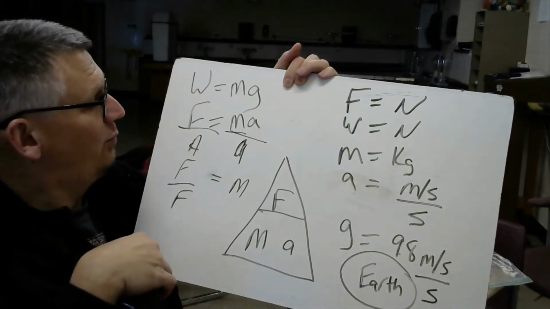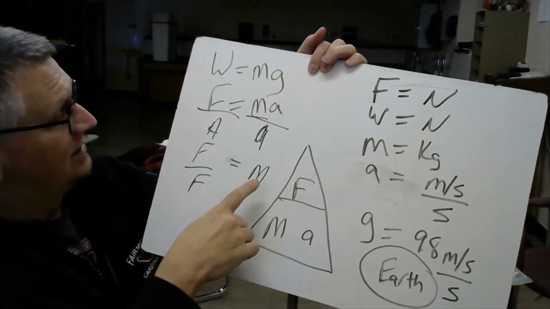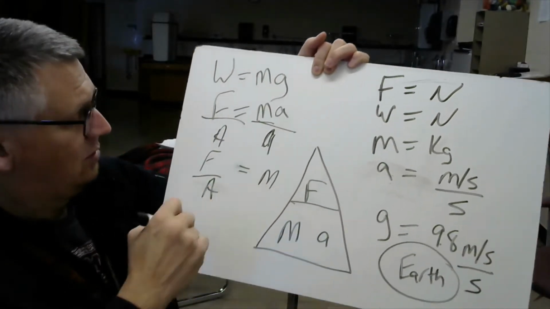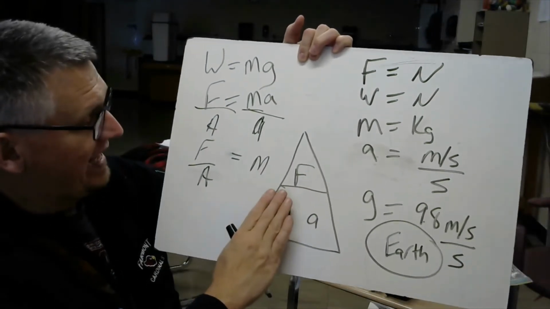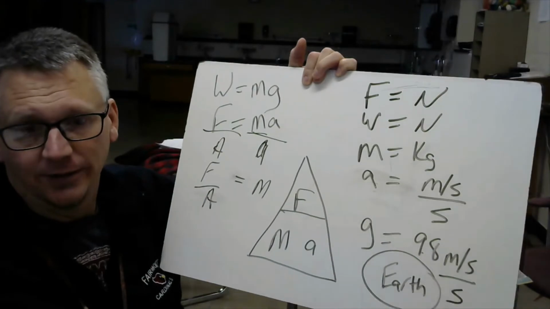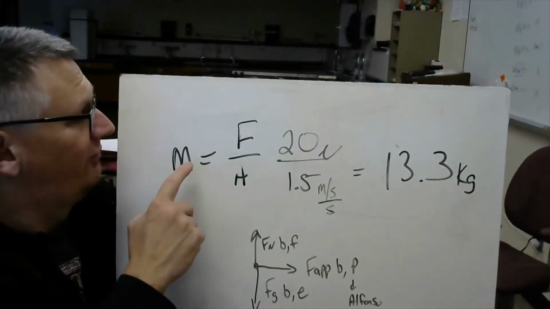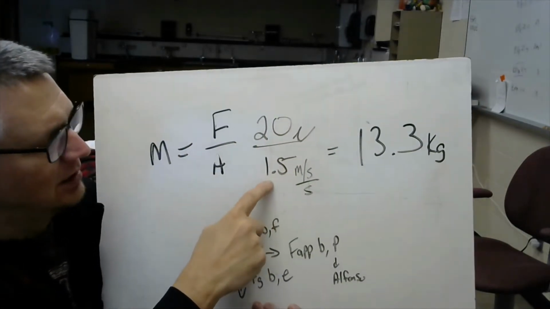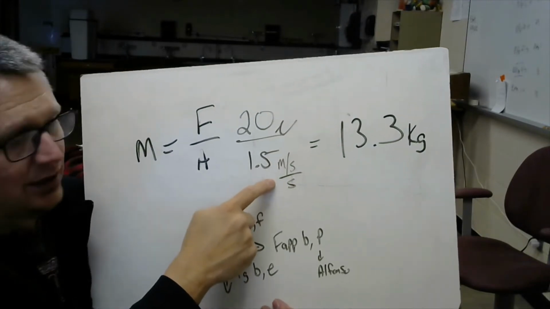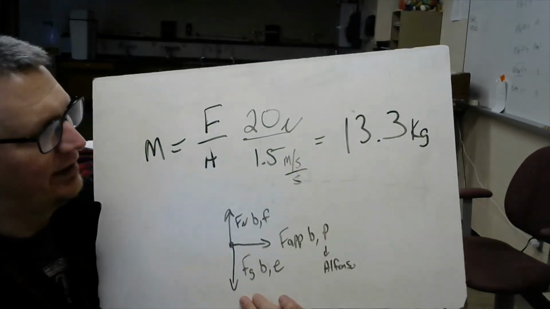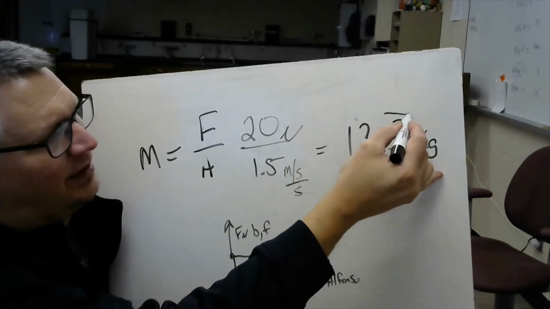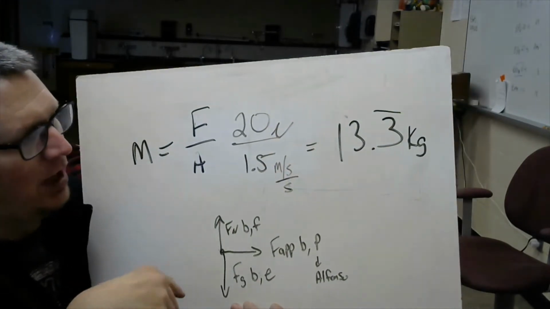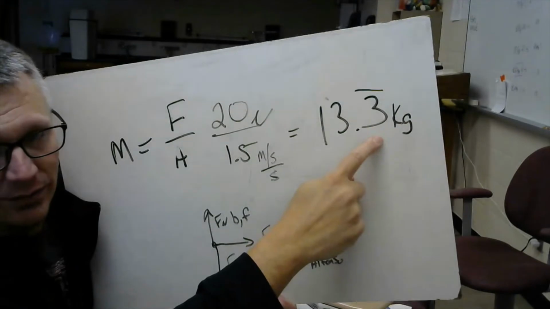So our formula we're going to be using for this problem is mass is equal to force, sorry, my bad, over acceleration. So mass is equal to force over acceleration. Okay, with our formula, mass is equal to force divided by acceleration. Our force was 20 newtons. Our acceleration was 1.5 meters per second. And when we divide that out, we get 13.3 repeating. Not going to get too excited about that because that's all calculator. And that's going to be labeled in kilograms. Mass is labeled in kilograms.